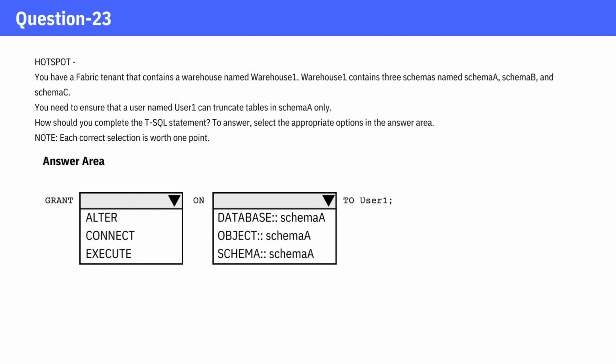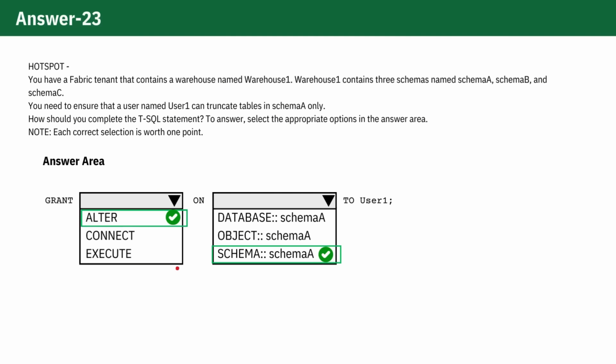Question 23. You have a Fabric tenant that contains a warehouse named Warehouse 1. Warehouse 1 contains 3 schemas named Schema A, Schema B, and Schema C. You need to ensure that a user named User1 can truncate tables in Schema A only. How should you complete the T-SQL statement? Please pause the video and look at the answer area and then verify your answer.